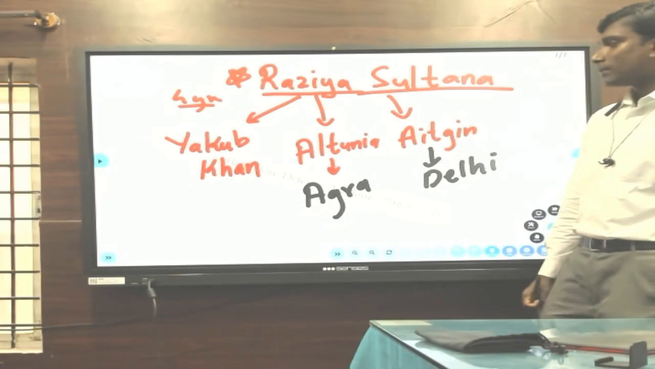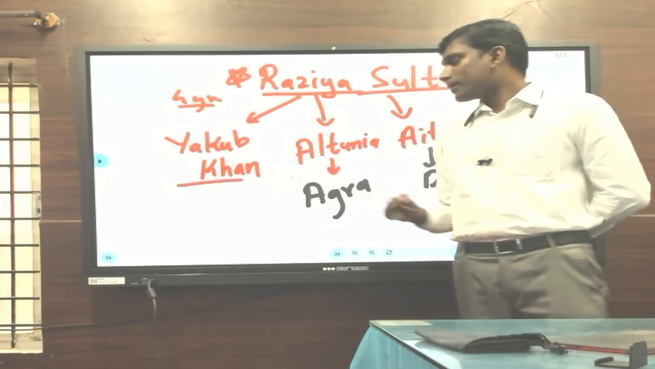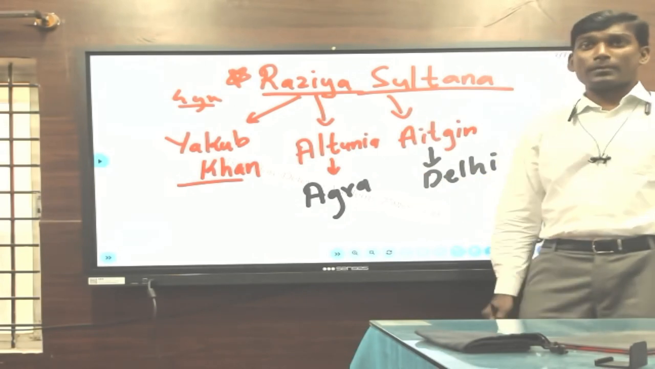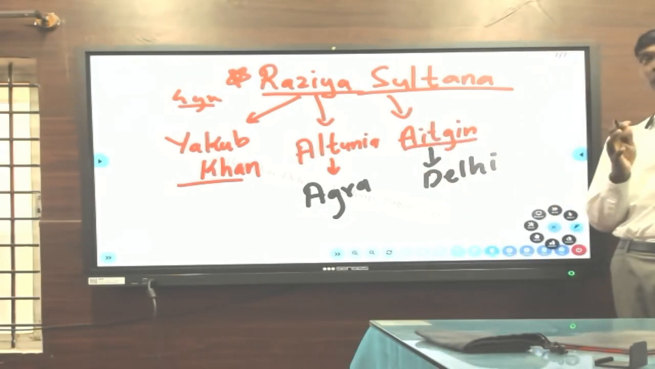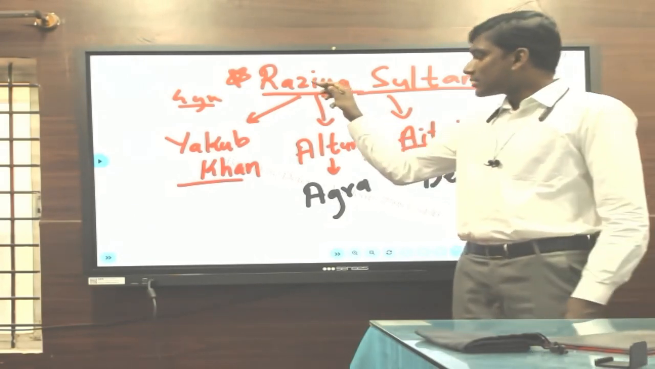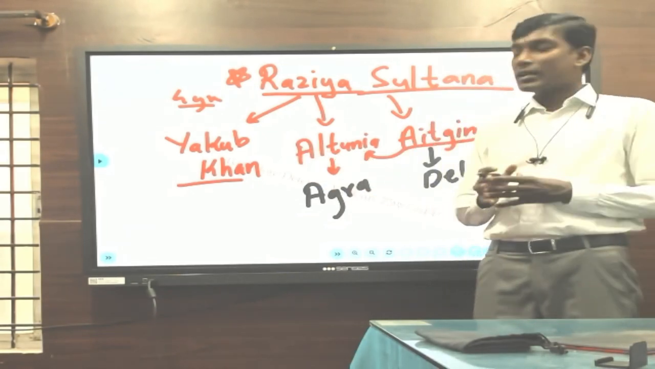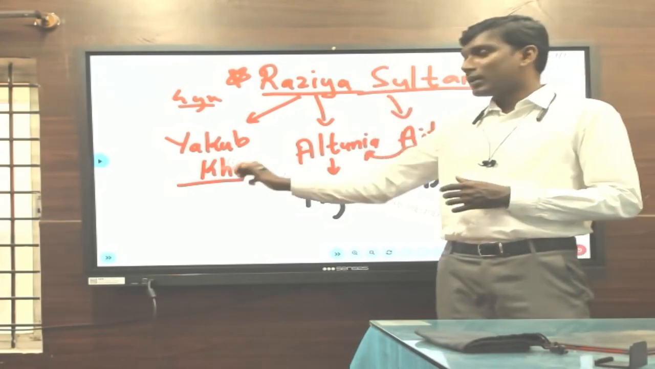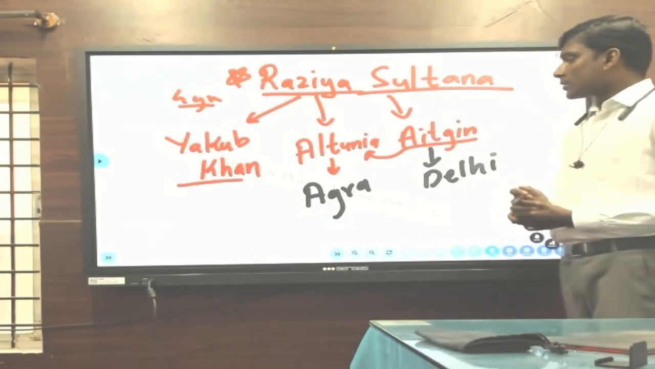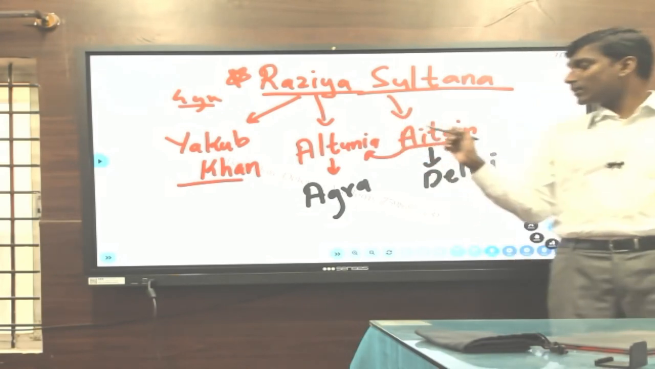Look at what happens. Listen to the story, then you can note it down. Razia Sultana wanted Yaqub Khan to be the chief, so she made him chief and everything was going fine. But these two people were not happy. So Aydin makes a plan. He tells Altunia, dear Altunia, you call Razia Sultan and Yaqub to Agra for a dinner party. When they come, you kill Yaqub Khan and arrest Razia Sultan and put her in jail. For 6 months I will rule India, and for 6 months you rule India. This was the idea given by Aydin.